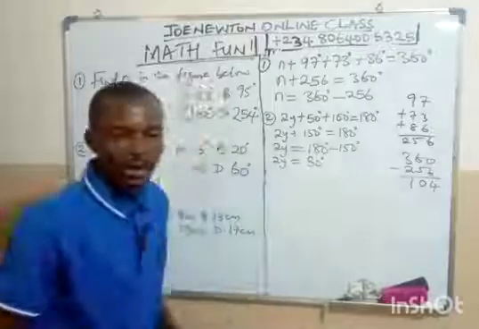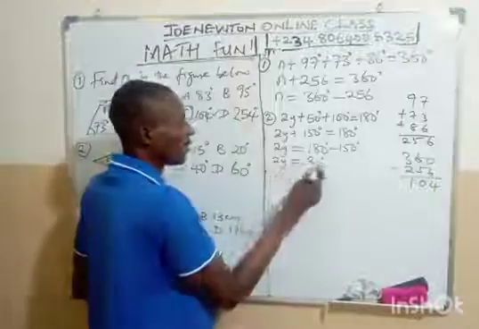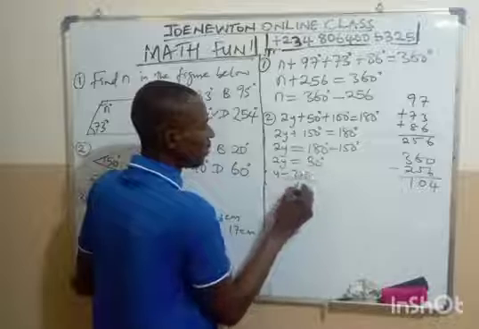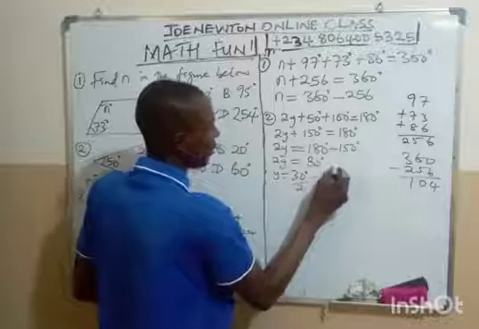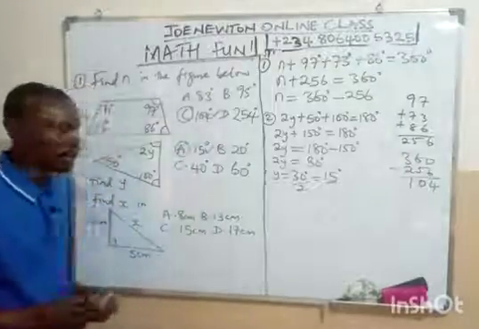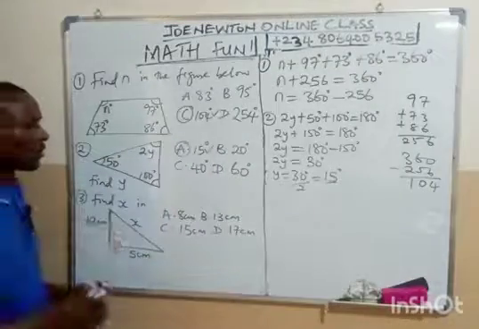But we are looking for y, not 2y. So we divide by the coefficient of y, which is 2. Y is equal to 30 degrees all over 2, giving us 15 degrees. So option A is the correct answer, 15 degrees. Let's go to number 3 question quickly.